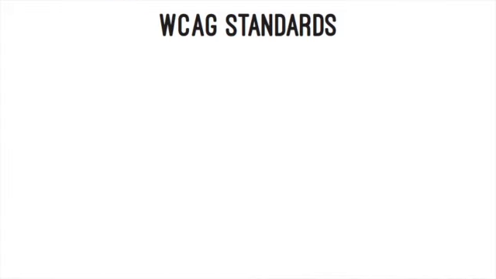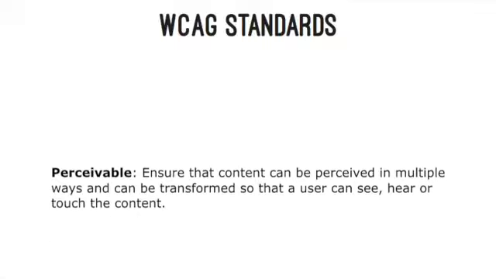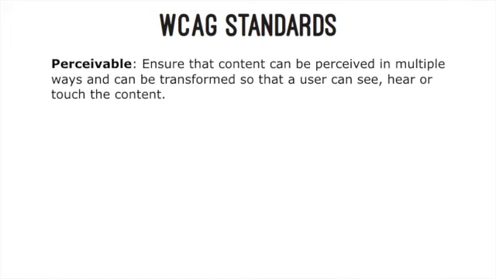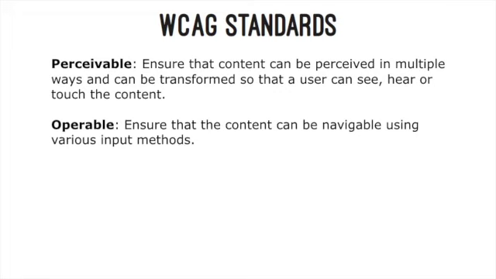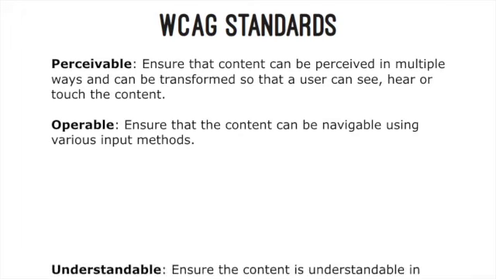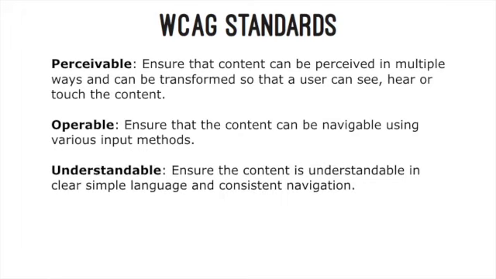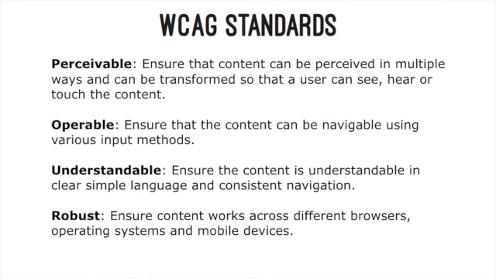To meet the WCAG standards, it's important to understand the 4 key principles. They are: Perceivable, ensure that content can be perceived in multiple ways and can be transformed so that a user can see, hear, or touch the content. Operable, ensure that the content can be navigable using various input methods. Understandable, ensure the content is understandable in clear, simple language and consistent navigation. Robust, ensure content works across different browsers, operating systems, and mobile devices. Think of POUR to help remember them.